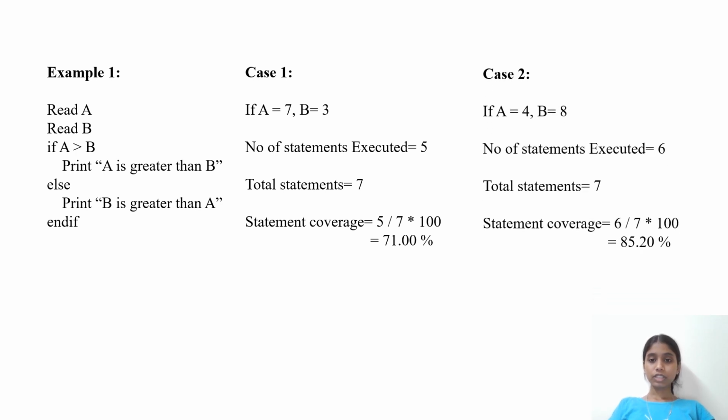So next we have case 2. If A is 4, B is 8, which is obviously B is greater than A. So first we'll read A, B, A is greater than B? No, A is not greater than B, so this statement will not be printed. So this is not executed. So 1, 2, 3, and else it will print B is greater than A, that is 3, 4, 5, 6. So the number of statements executed are 6. Total number of statements are 7. Statement coverage is 6 divided by 7 into 100, which is 85.20%.